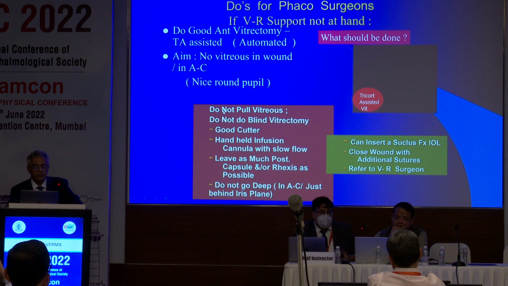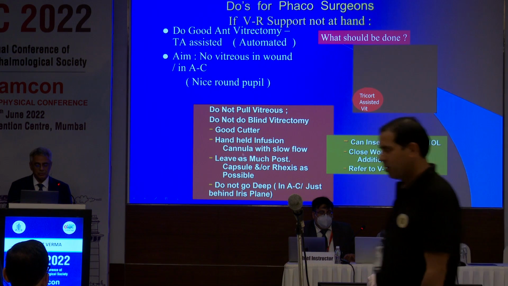And how to do it? Do not pull the vitreous too much. Suction should not be very high. And it should be a good cutter. Good cutter means it's not a cutter you have not used for ages and ages, and suddenly you start, in a panic situation, any cutter. So it should be a good, maybe fresh cutter. And the infusions should be slow.